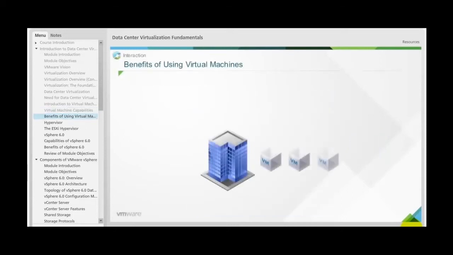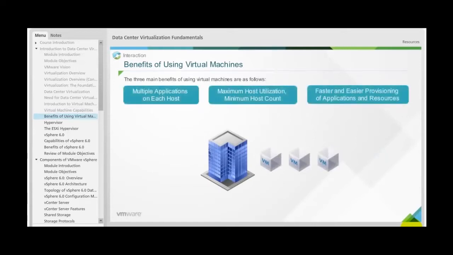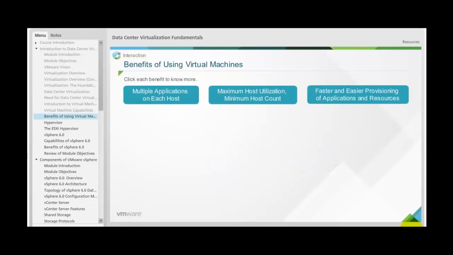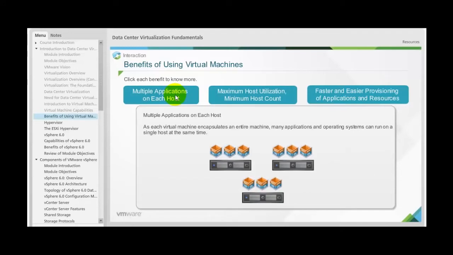Organizations choose virtual machines because of the benefits they provide. Here are 3 main benefits of using virtual machines. Click each benefit to know more. As each virtual machine encapsulates an entire machine, many applications and operating systems can run on a single host at the same time.